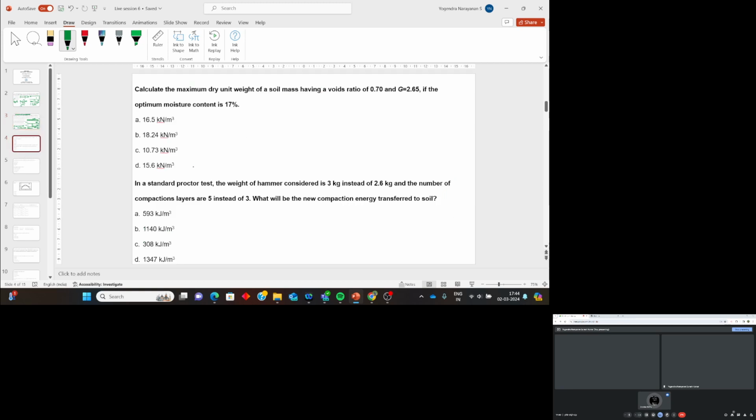Now let us move to the next question. Calculate the maximum dry unit weight of a soil mass having a voids ratio of 0.7 and G equal to 2.65 if the optimum moisture content is 17%.